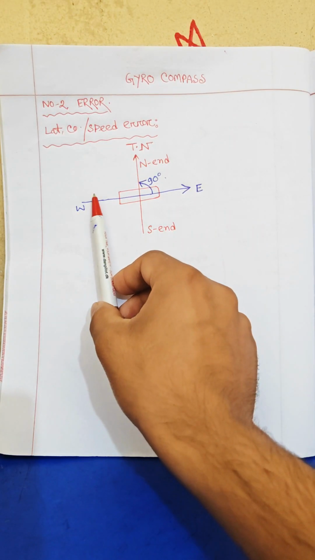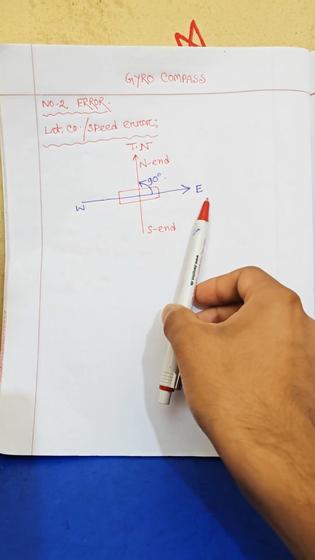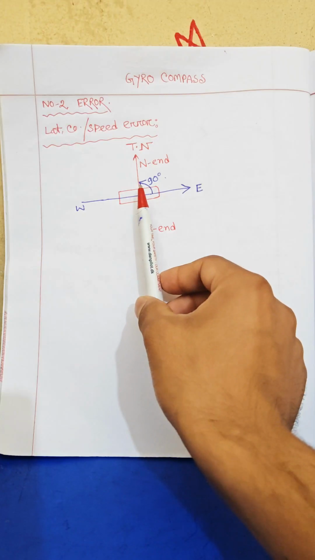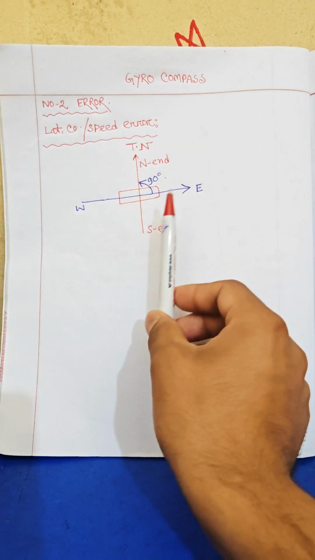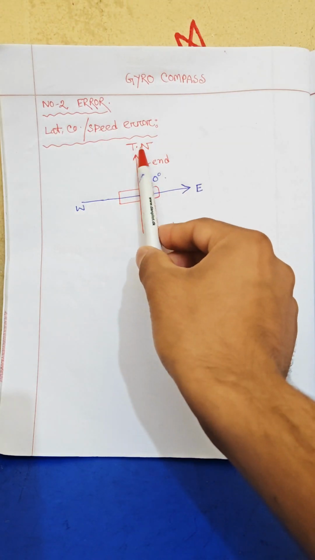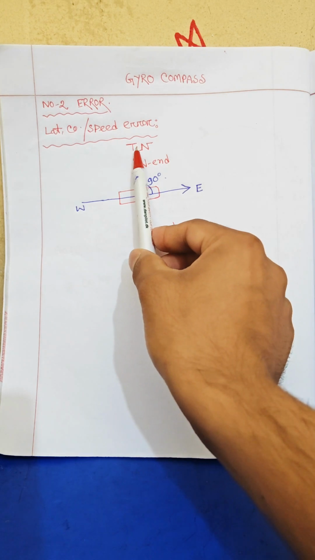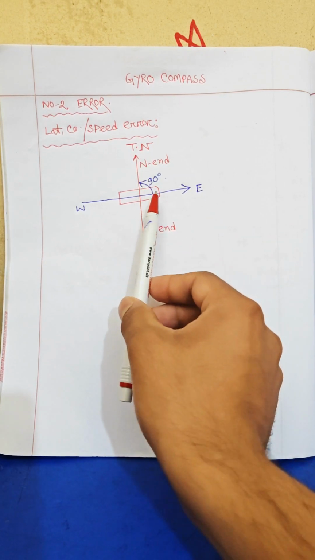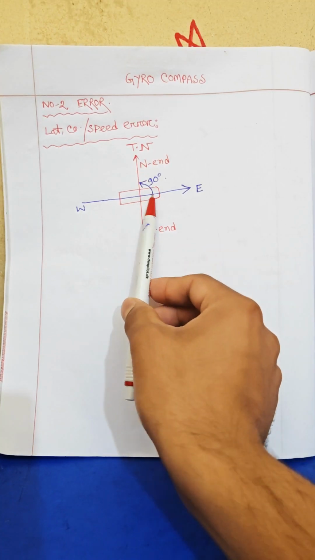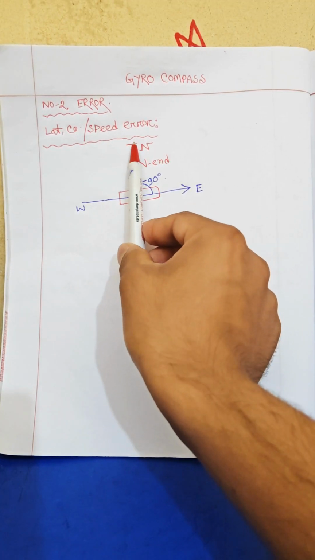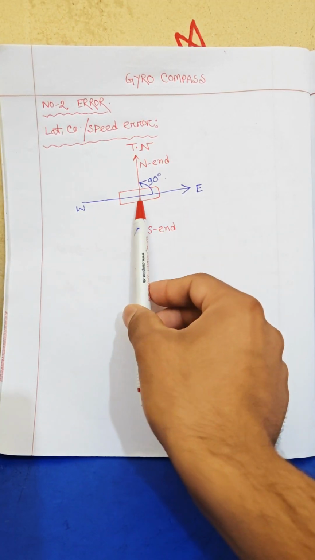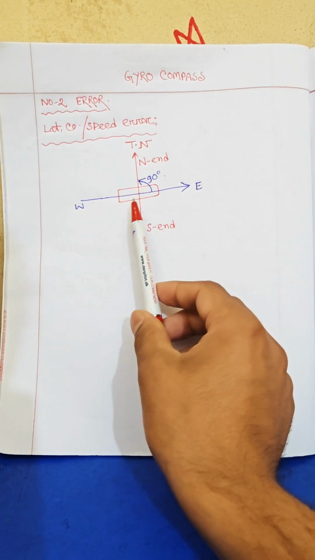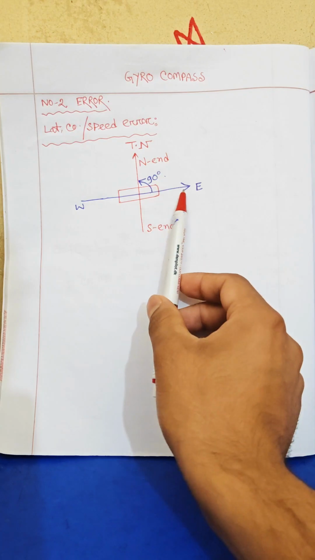So you know that the earth is rotating from west to easterly direction. This is the earth's rotational direction, west to east. So the rotor is rotating this way. So your north end will be pointing towards the true north, that is 90 degrees away from the earth rotation, correct? So this will be the true north, and this is for the stationary gyro. Here we only have one rotation, that is the earth rotation.